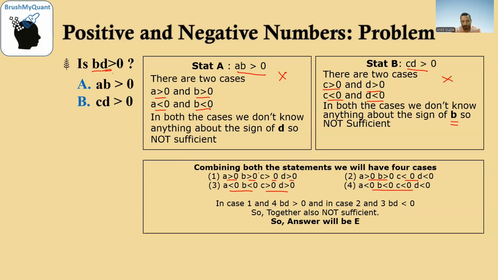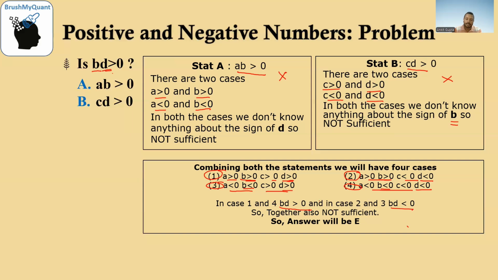Now, if you look at option number 1 and option number 4 in this case, we have B and D positive here and we have B and D negative here. That means B into D will become positive, because the product of two positive numbers or the product of two negative numbers is always positive. And if you look at option number 2 and option number 3 over here, then we have the signs of B and D as opposite signs, right? So B is greater than 0, D is less than 0, or B is less than 0, D is greater than 0. That means the product of those two numbers will be less than 0.